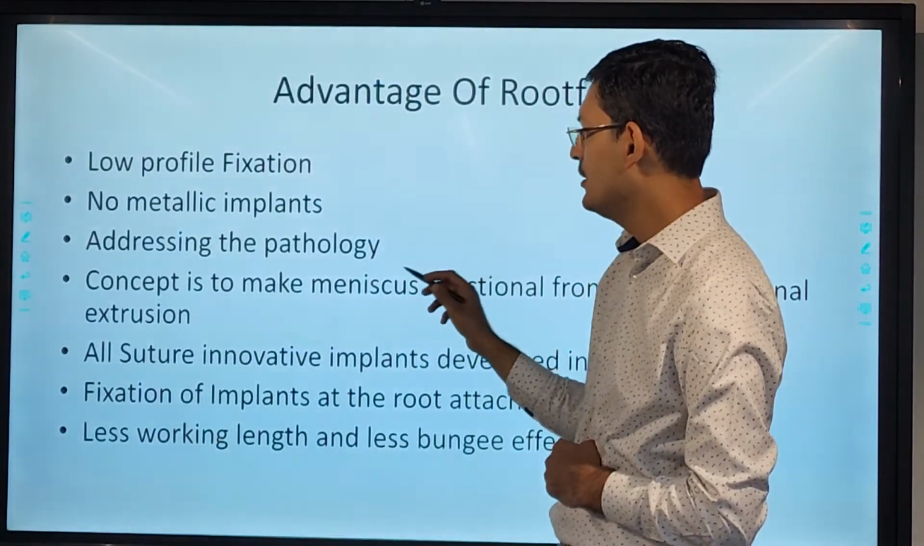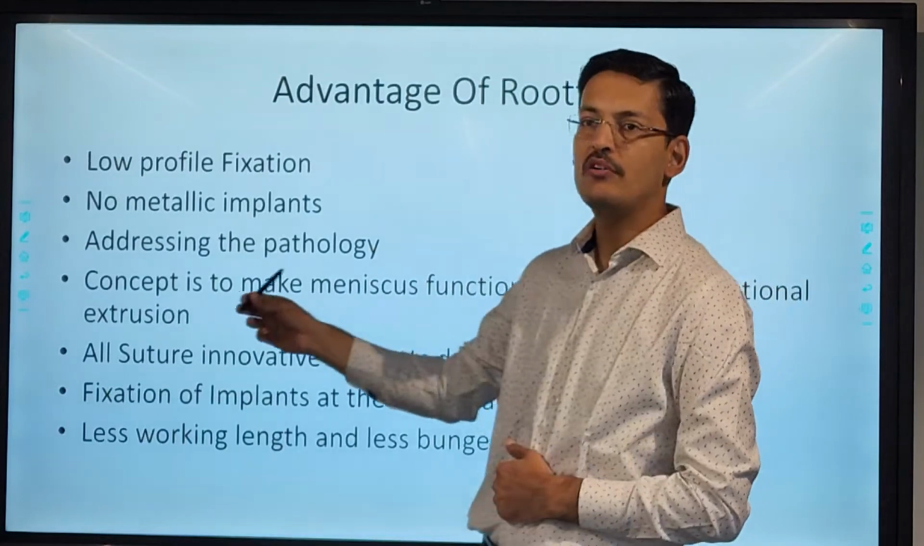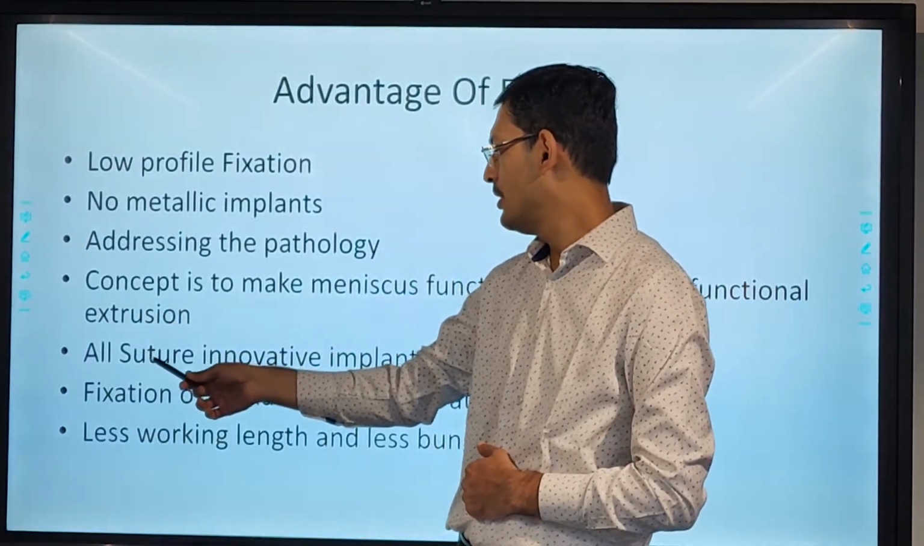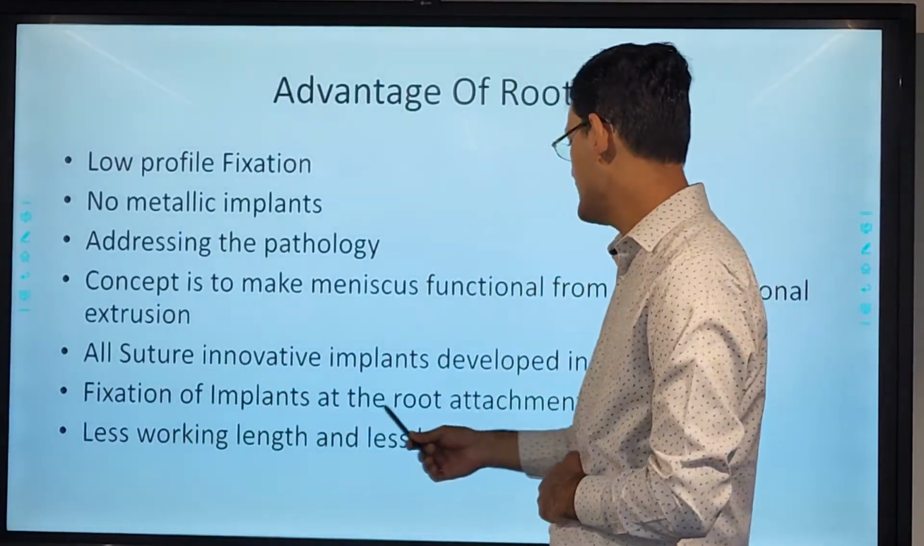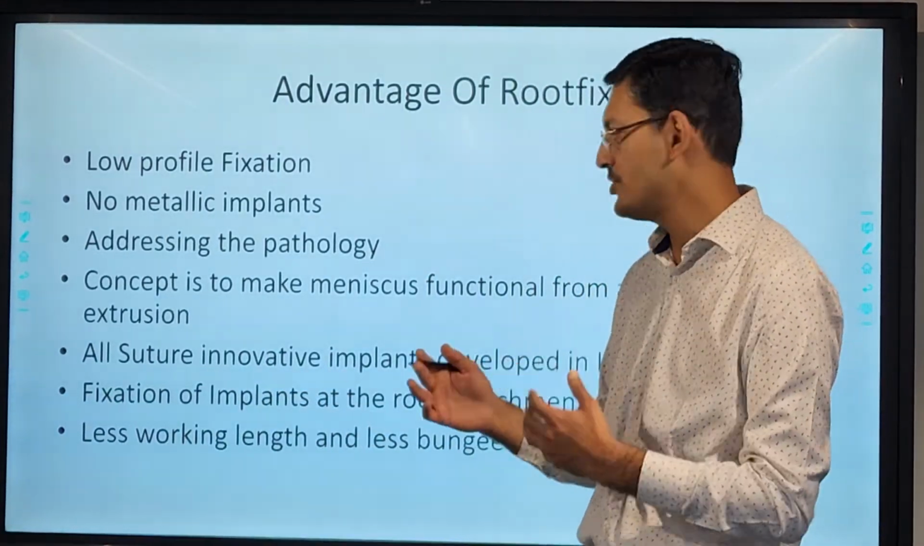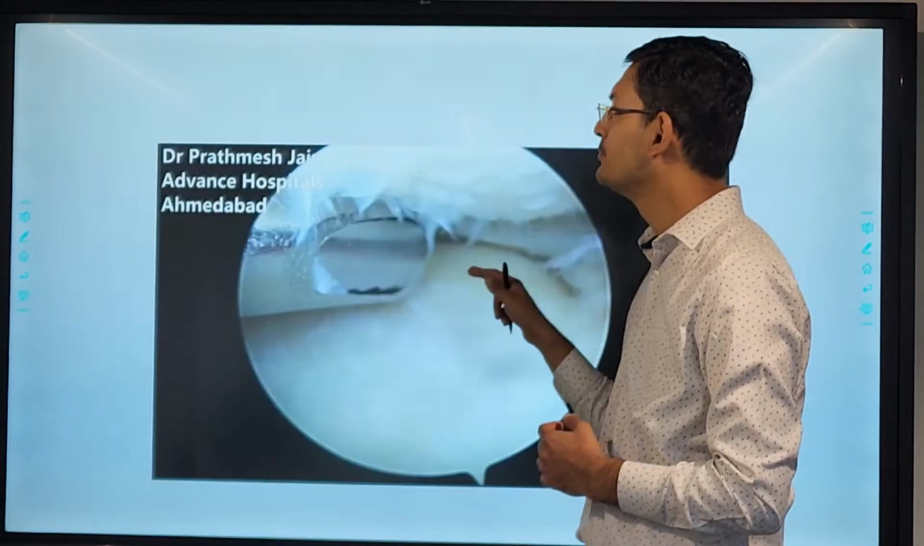We address the pathology, and the concept is to make the meniscus functional from a non-functional extruded position. This is an all suture device. The fixation of the implants is at the root attachment or at the pathology itself, and there is a very less working length and a very less fungi effect.